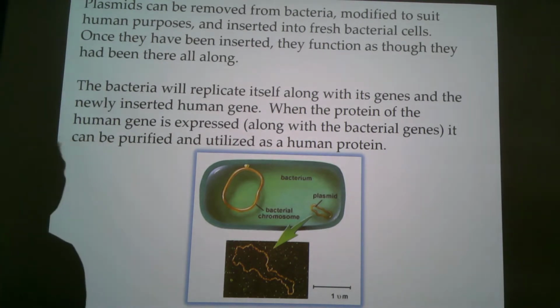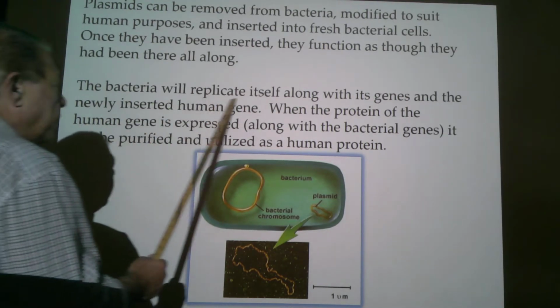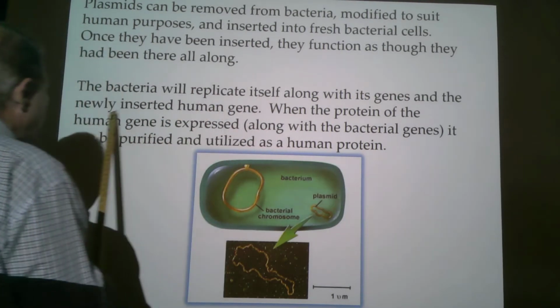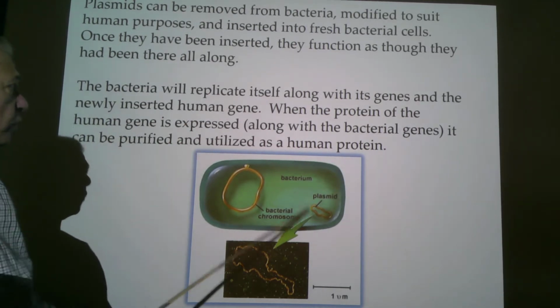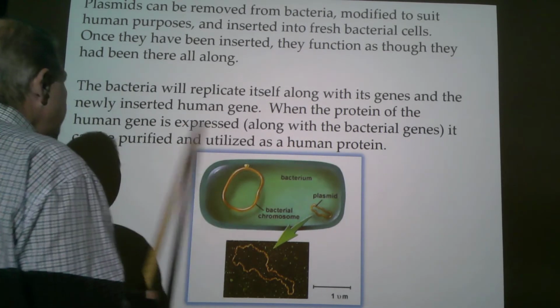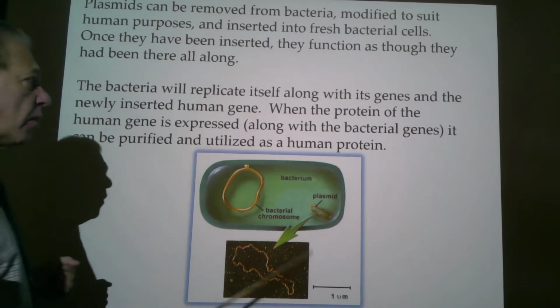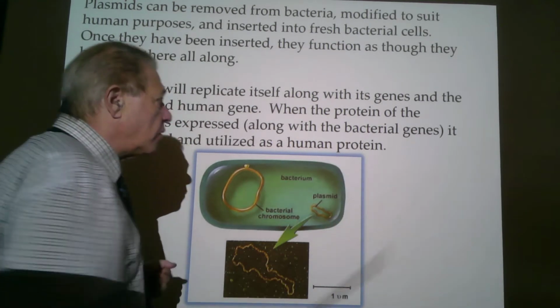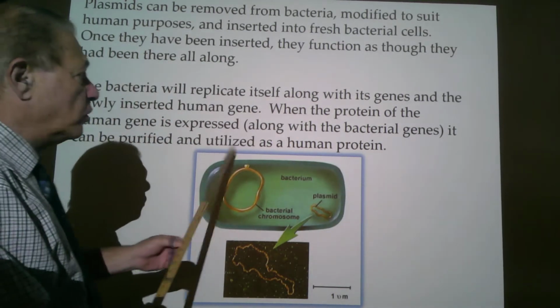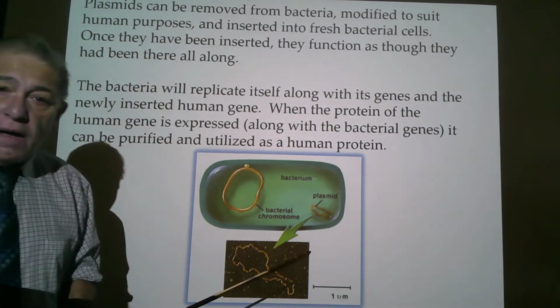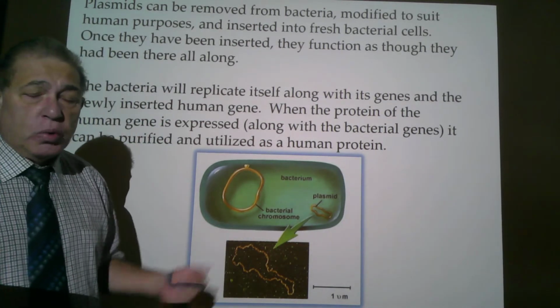All right. So the bacteria will replicate itself along with its genes and the newly inserted human gene, which I just explained. And when the protein of the human gene is expressed, along with the bacterial genes, it can be purified and utilized as a human protein, all right? And that's been done for, I don't know, 20, 30 years already.